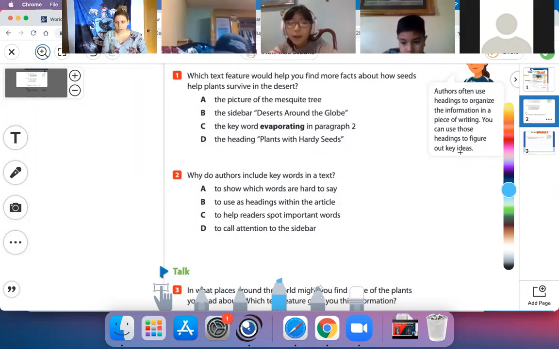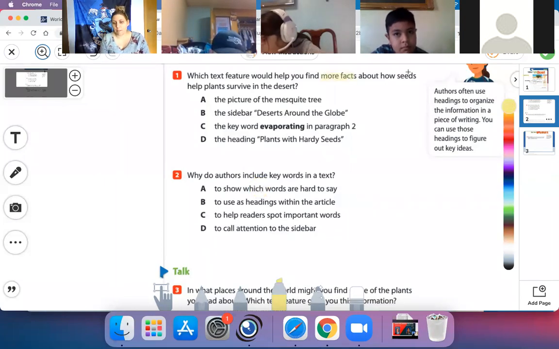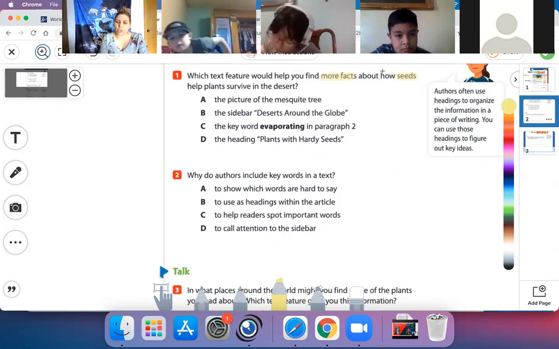So each of these, oh, hi, Carlos, are a key detail. So each of those headings, that's why they have them separated there. They're really important. So question 1, which text feature would help you find more facts about how seeds can help plants survive in the desert? Now this one's kind of tricky because when we think more facts, we usually think about the sidebar, but we have to make sure that whichever answer we choose talks about how seeds help plants survive.